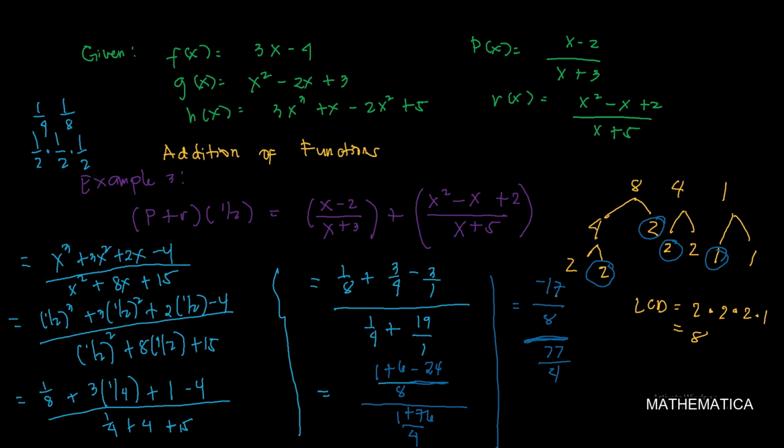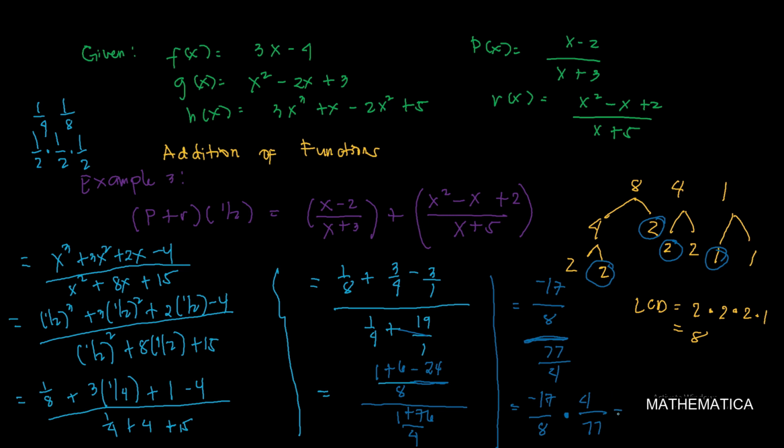Since ang numerator natin ay fraction, ang denominator natin ay fraction din, we can simplify this by getting the reciprocal ng ating denominator. So, we will have negative 17 over 8 multiply. So, from division, we will convert it into multiplication. So, we just need to get the reciprocal of our denominator. So, from 77 over 4, we will have 4 over 77.